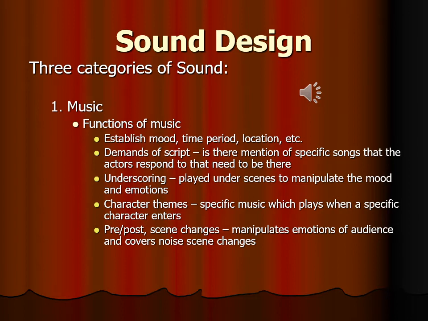First, to establish the mood, time period, location. There's just certain songs that are iconic, that we use to indicate a specific time period. You know, 80s music for a show that takes place in the 80s. Sometimes if you have a very romantic scene, we play soft, pretty romantic music underneath that. Film latched onto this, and they do this constantly. Think about the last time you watched an action film that didn't have a big booming action soundtrack.